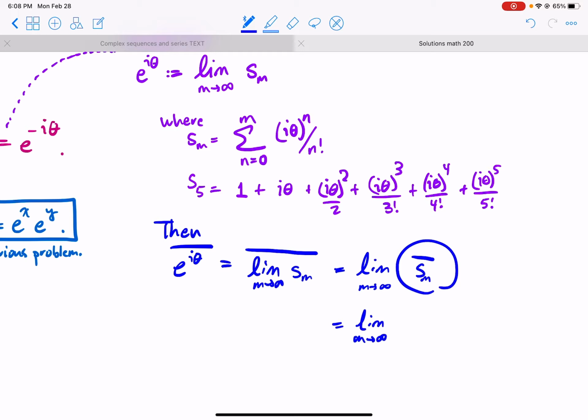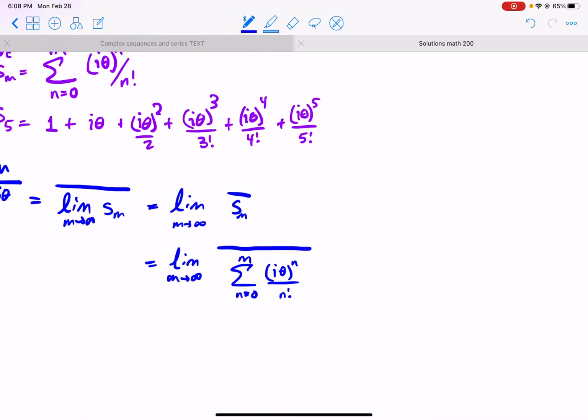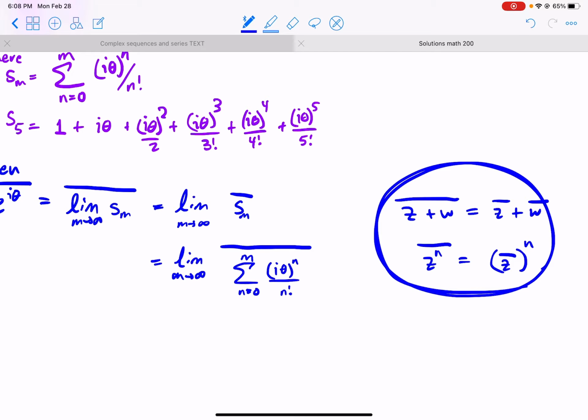Now, what do we do here? Well, we take the conjugate of what? The mth partial sum. Now, remember, the conjugate of z plus w is the conjugate of z plus the conjugate of w. And also something like z to the n conjugate is just the conjugate of z to the n. These were elementary properties of complex numbers that we looked at a long time ago.